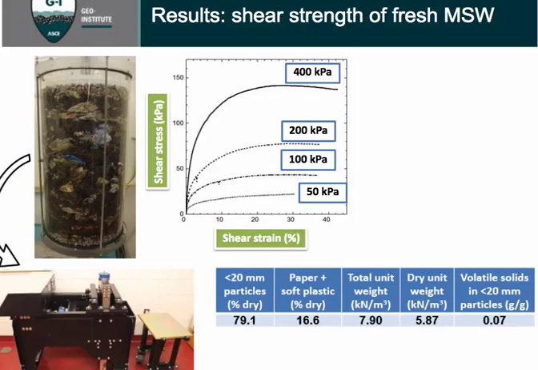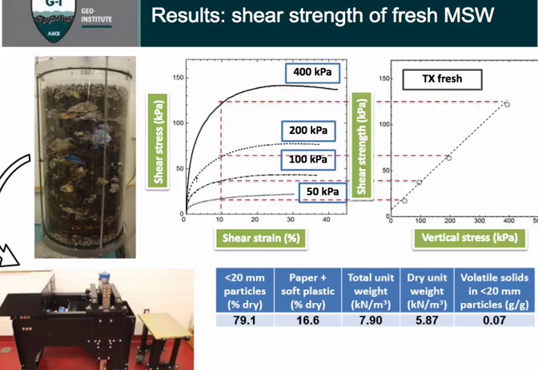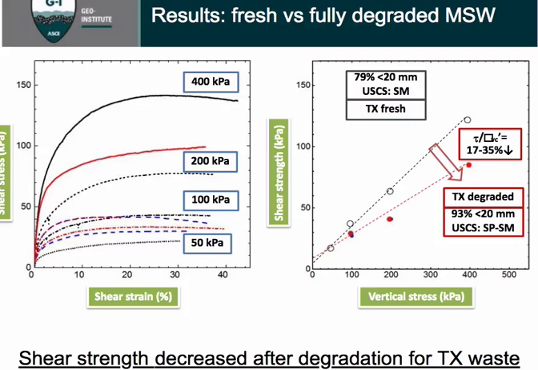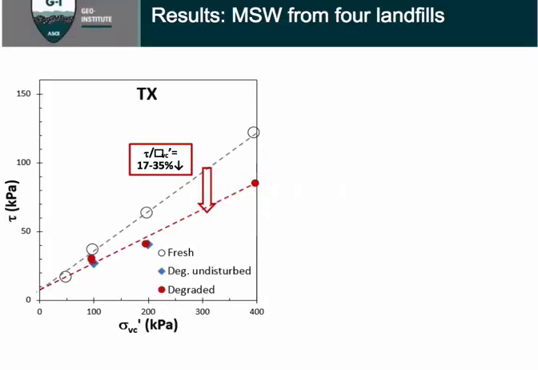So again, I'm going to show some example results. Here, the black lines show the shear strength of the fresh waste. So we took the 10% strain shear stress and plotted this line for the fresh waste. And afterwards, we also obtained, like I said before, the waste strength after degradation. These are shown in the colored lines here, the red and blue lines. For the waste from this specific site, the Texas waste, we can say that the shear strength is reduced after degradation by between 20 to 35%.